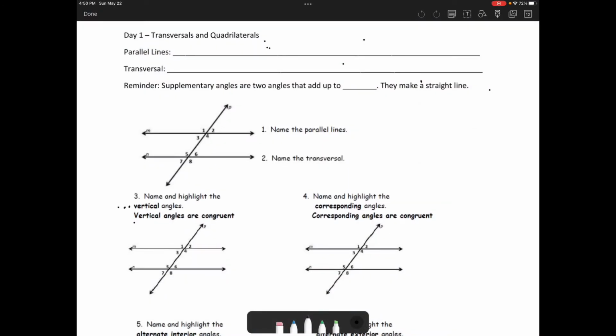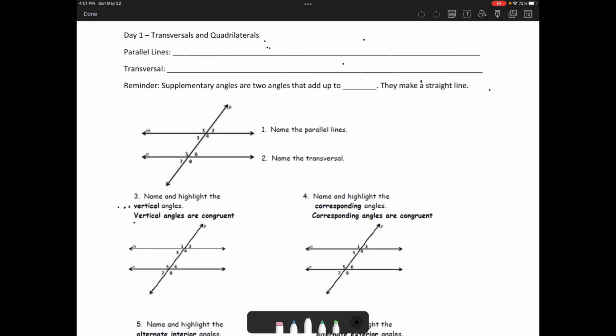Today we begin our last unit on proofs of geometry. And in this unit, we're going to look at quadrilaterals, parallelograms. So we need to begin with a prerequisite, which are parallel lines and transversals. So let's give a couple of definitions.